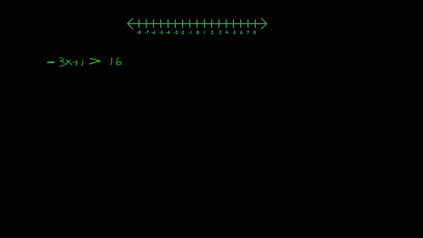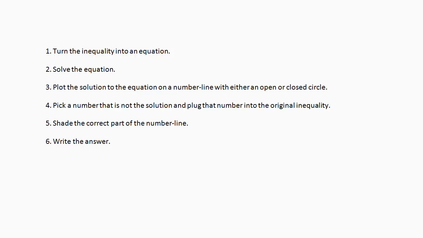So here's an inequality, and our first step is to turn the inequality into an equation. So I'm going to make that negative 3x plus 1 equals 16. And then step 2 says to solve the equation. We subtract 1 from both sides. Then we divide both sides by negative 3. And we get x is equal to negative 5. Now let's take a look at our list again. So right now we have successfully turned the inequality into an equation, and we have solved the equation.